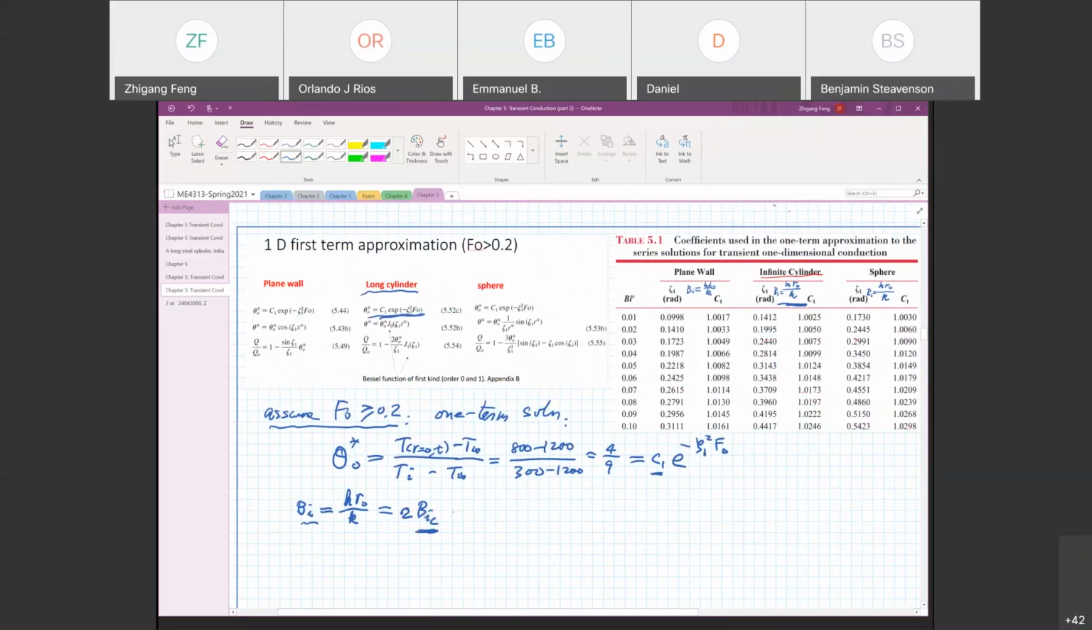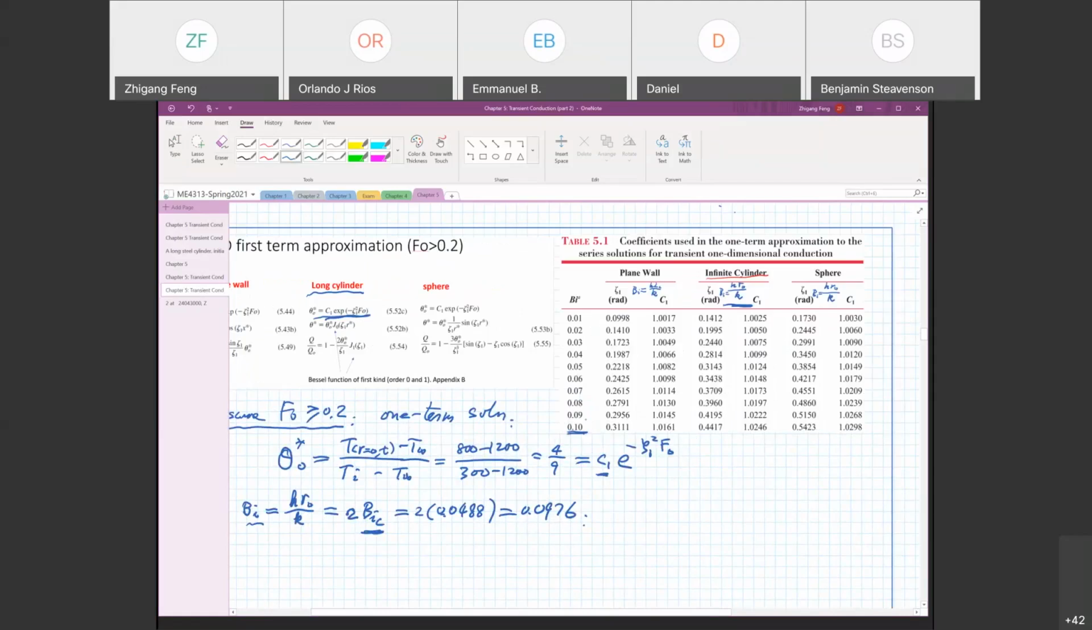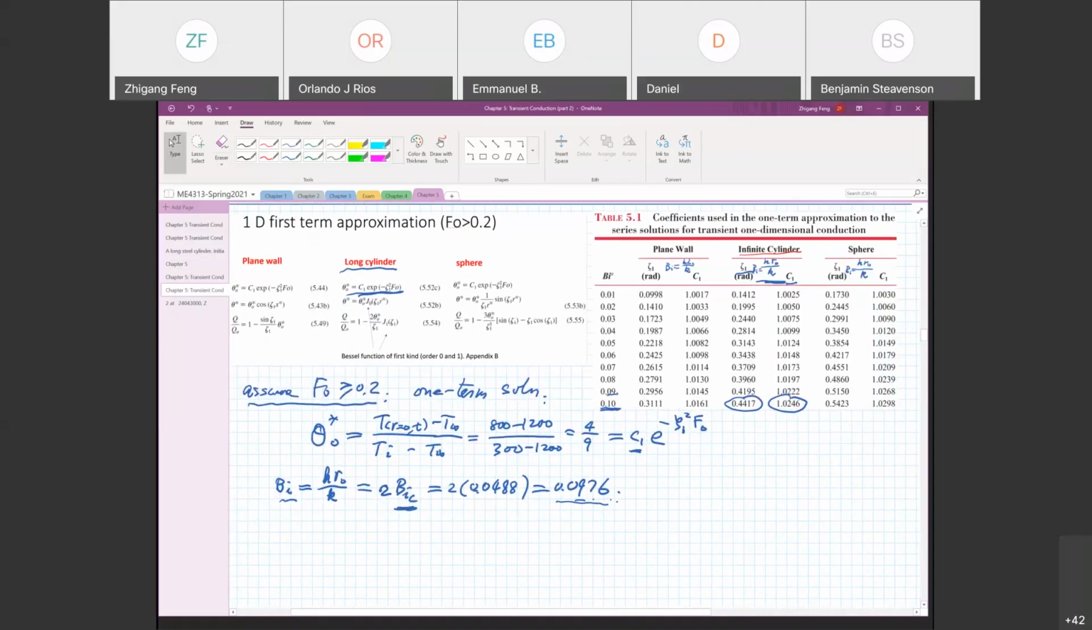And we have found this value earlier: 2 multiplied by 0.0488 equals 0.0976. Okay, so that's the Biot number. If we go to this table, the Biot number is between 0.09 and 0.1. In theory, we have to interpolate to find zeta 1 and C1 at this Biot number. But in the interest of time, since 0.0976 is very close to 0.1, we just pick these two for convenience. I will allow you to do the same during the exam, but when you work on the homework or outside-class quiz, I prefer you to use interpolation to find a better value for zeta 1 and C1.